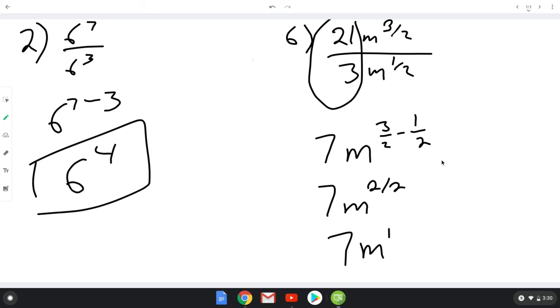But remember, anything to the first power is just itself. So we don't actually have to write the 1. So this is just 7m. And that would be our final answer.